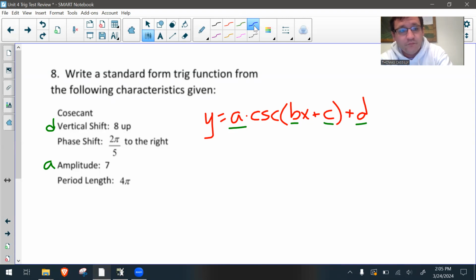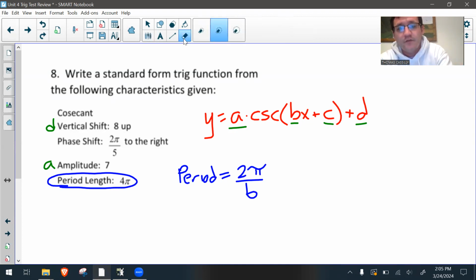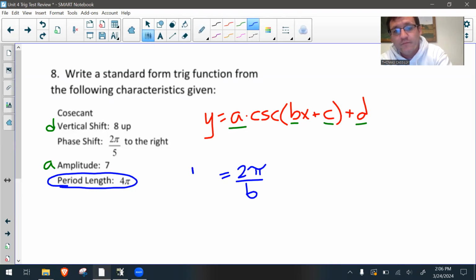We know the period has to do with the B value. For every secant, cosecant, sine, cosine function, the period is 2 pi over B. What we need to do is find that B value. I'm going to erase period here because we know that. They're telling us the period is 4 pi. All we have to do is solve this for B. If you want to, put it over 1 and you have a proportion. Just go ahead and cross multiply, and let's see what we get.